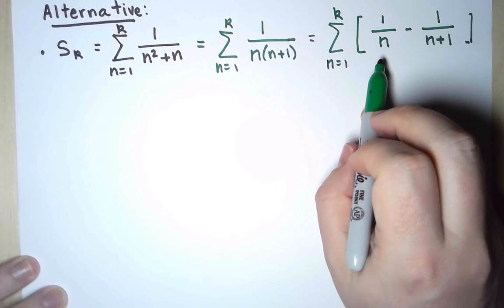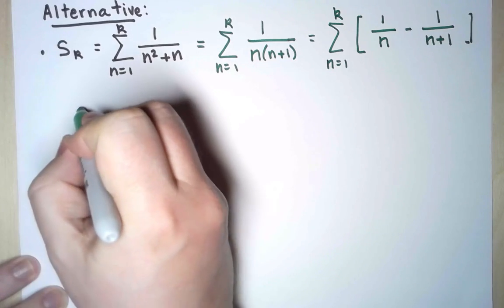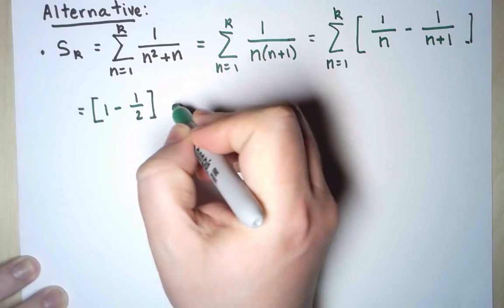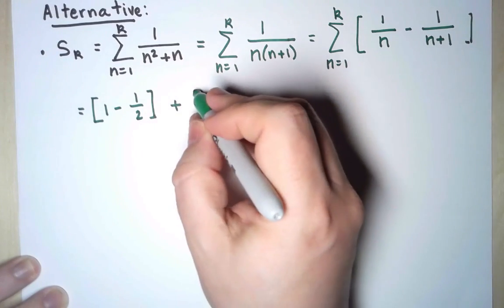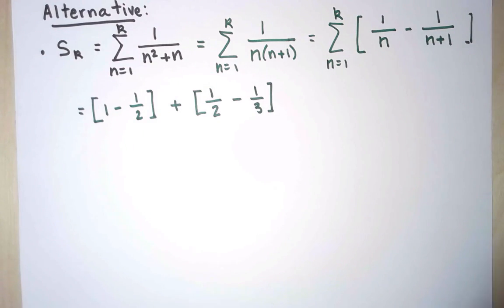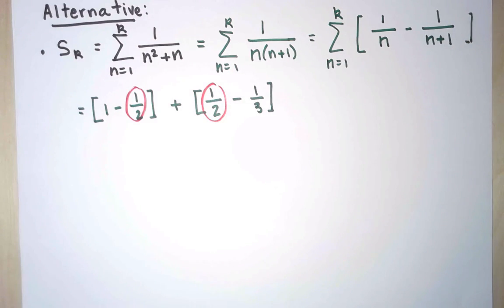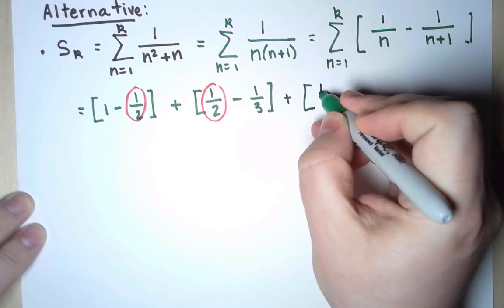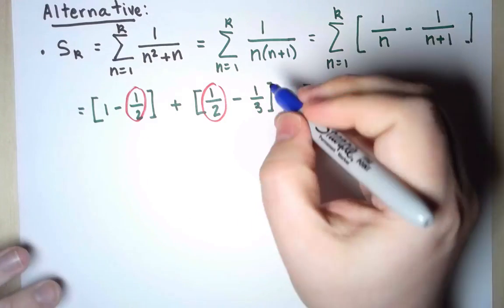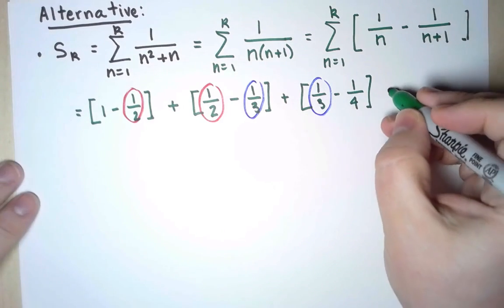I have k terms here. Every term is a difference of 2. I'm going to expand and see if some of the terms cancel. And they will. So when n equals 1, I get 1 minus 1/2. When n equals 2, I get 1/2 minus 1/3. And look at what's happening here. I already have a cancellation between this 1/2 and this 1/2. When n equals 3, I get plus 1/3 minus 1/4. And again, I already have a cancellation between this 1/3 and this 1/3. And it looks like almost all the terms are going to cancel. So I keep doing this.